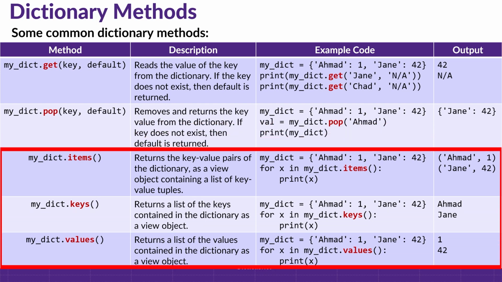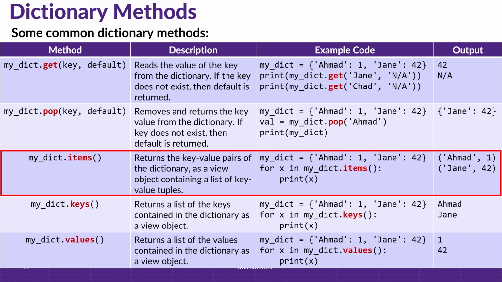The next three methods, items, keys, and values, are very helpful when we're looping through dictionaries, which we're going to talk about soon. These return what we call a view object, which is sort of a fancy list that is linked to the dictionary. So if the values in the dictionary change, the values in the view object also change. Items return a view object that's a list of tuples, and each tuple is a key value pair. So this is a representation of all the keys and values in the dictionary represented as a list of tuples.